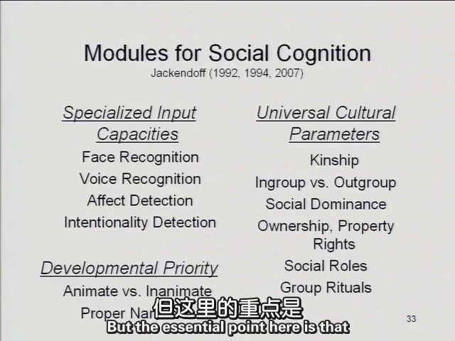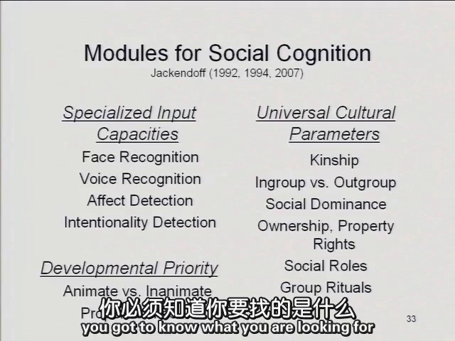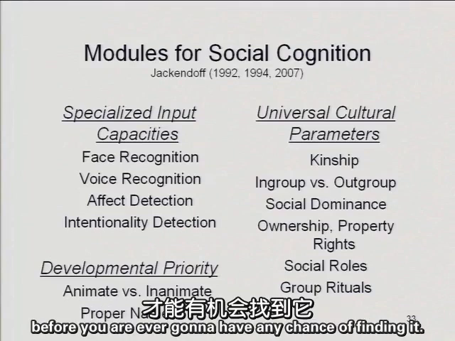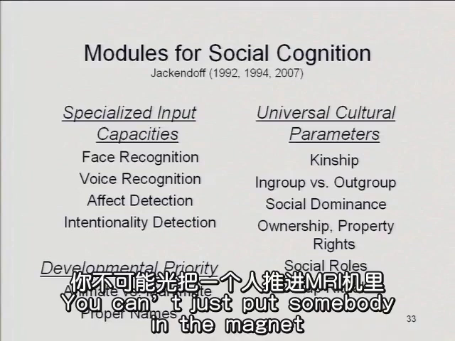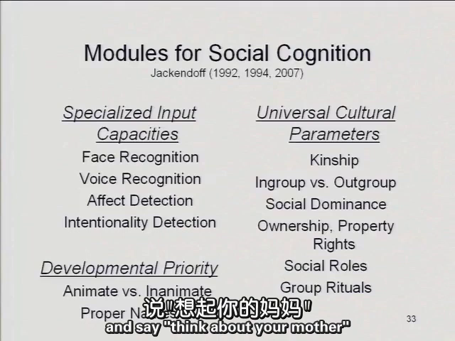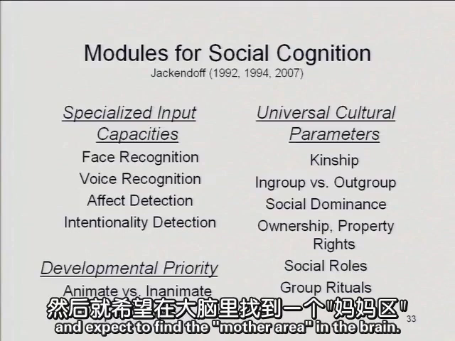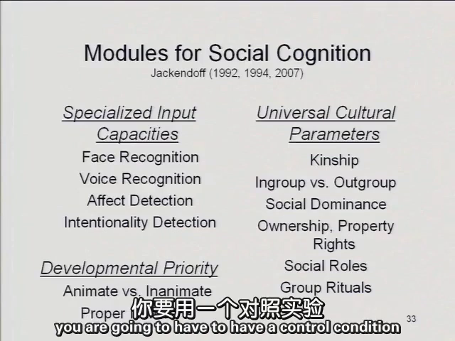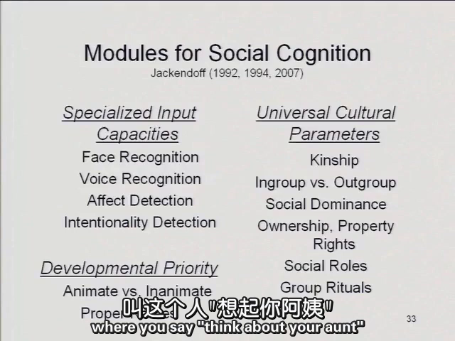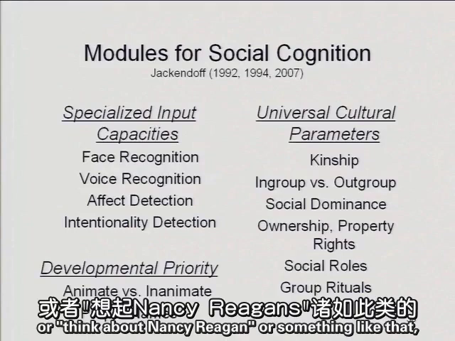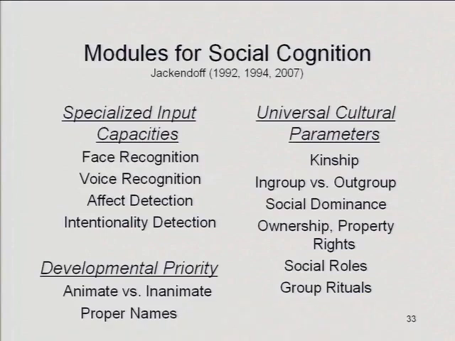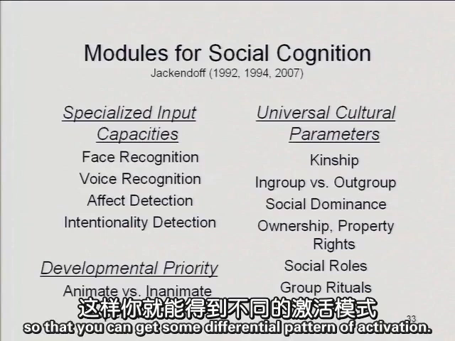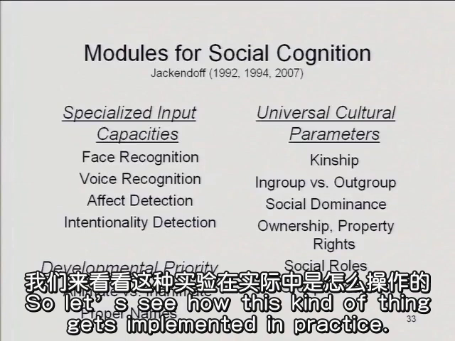But the essential point here is that you've got to know what you're looking for before you're ever going to have any chance of finding it. You can't just put somebody in a magnet and say, think about your mother, and expect to find the mother area in the brain. At the very least, you're going to have a control condition where you say, think about your aunt, or think about Nancy Reagan, or something like that, okay? So that you can get some differential pattern of activation. So let's see how this kind of thing gets implemented in practice.